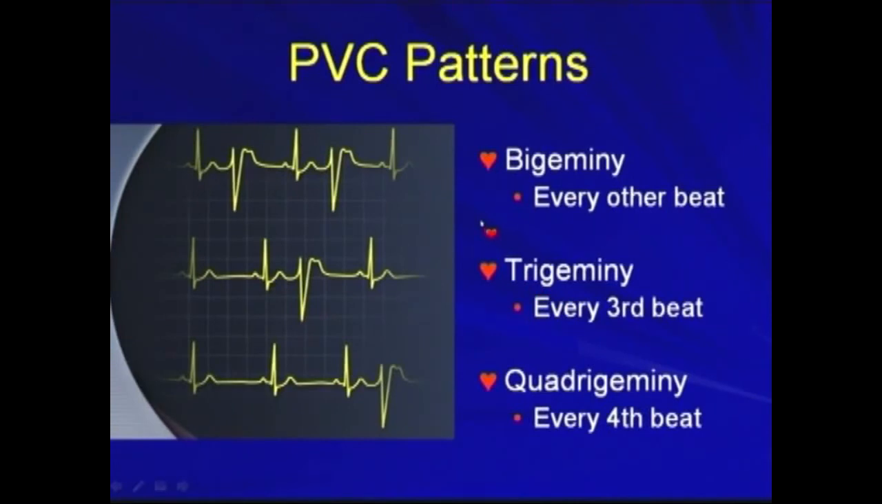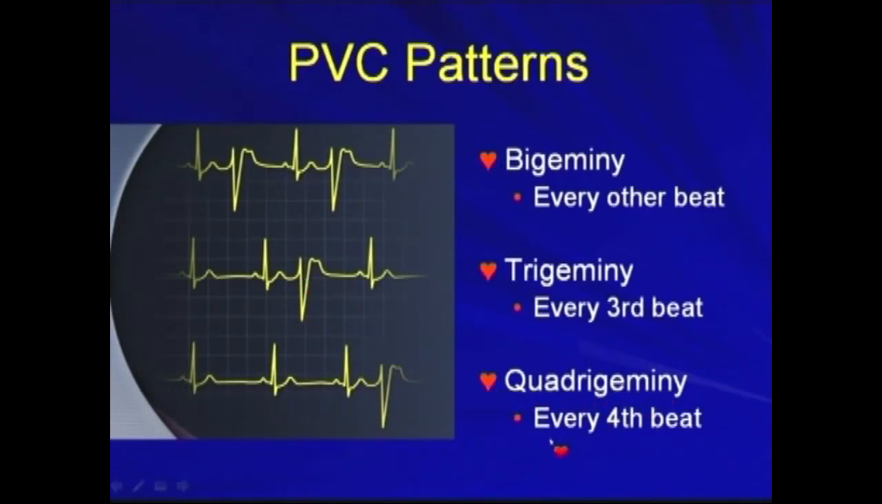There are different types of the PVC patterns. Here it shows the bigeminy. Bigeminy, as the name implies, the ventricular premature contractions occur every other beat. That is one normal beat and then one premature ventricular beat. For trigeminy, it means the PVC occur every third beat. So it's a normal, and the third one is a PVC.